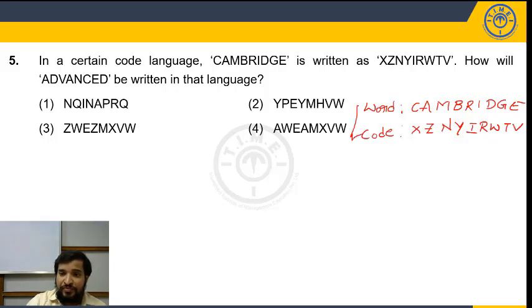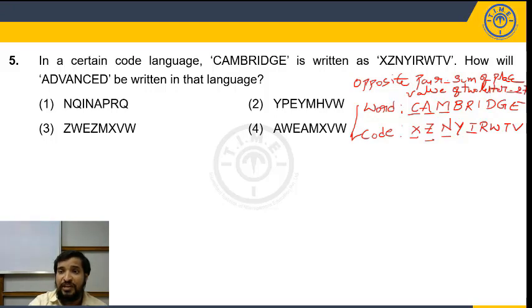If you observe word and code, C is coded as X, A is coded as Z, M is coded as N. All these were the opposite letters. Opposite pair means the sum of the place values of two letters is equal to 27. See, C place value is 3, X place value is 24. Sum will be 27. So these are the opposite pairs.